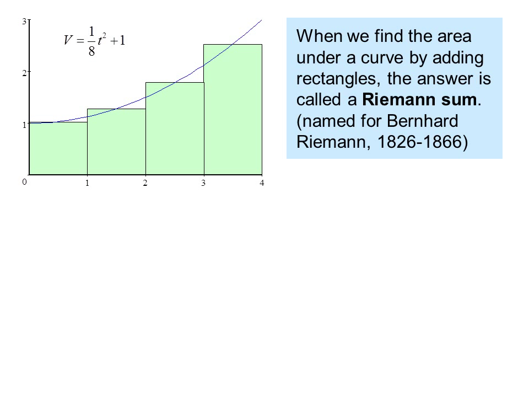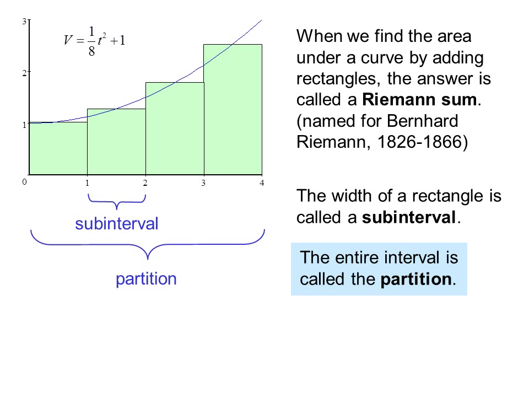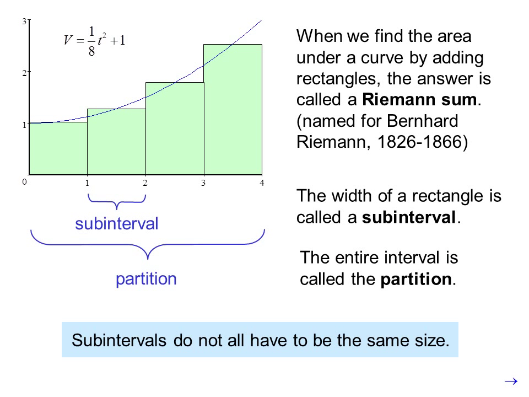When we find the area under a curve by adding rectangles, the answer is called a Riemann sum, named for Bernhard Riemann, who lived from 1826 to 1866. The width of a rectangle is called a subinterval. The entire interval is called the partition. Subintervals do not all have to be the same size.